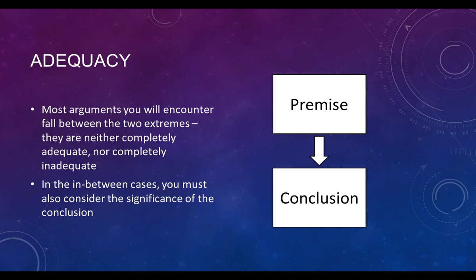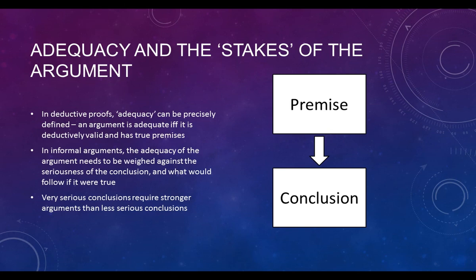So this is my claim anyway. In deductive proofs, adequacy can be precisely defined. That's what's so nice about deductive proofs. An argument is adequate if and only if it's deductively valid and it has true premises. The end. There's no fuzzy in-between stuff in a deductive proof. You either proved the thing or you didn't.